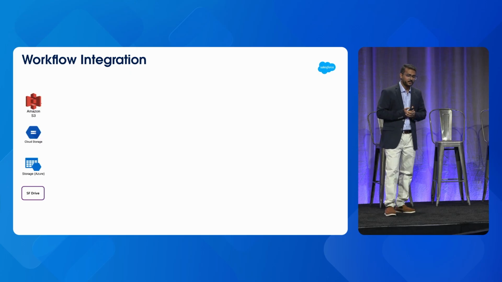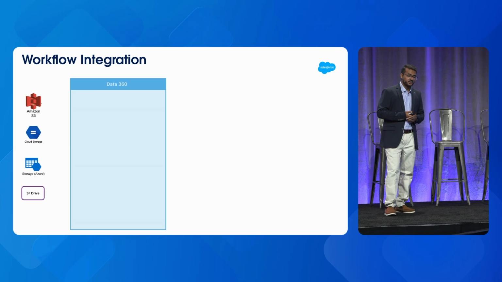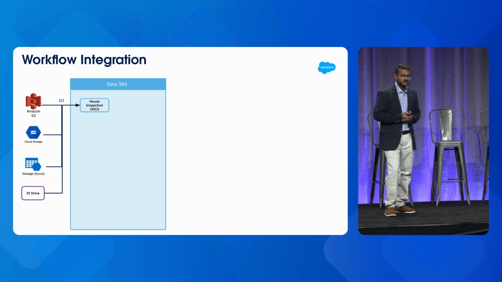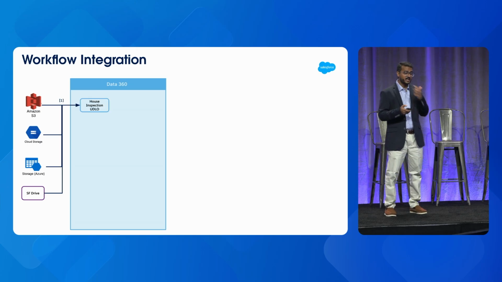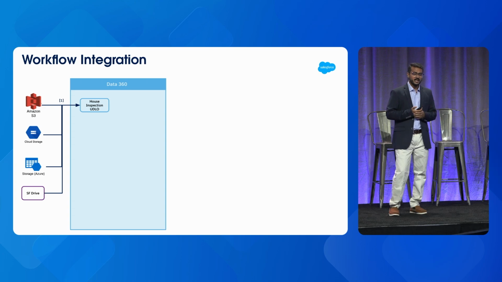You could have your documents in any of your storage providers, right? It could be S3, GCP, Azure, or even SF Drive for that matter. So you could bring your documents into Data 360, and they end up in something called UDLO. Again, if you're new to Data 360, don't worry about these terms. Know that UDLO stands for Unstructured Data Lake Object. Think of it as a table with records and fields. At this point, please note that we do not copy the contents of your document. We only store file references in the UDLO.